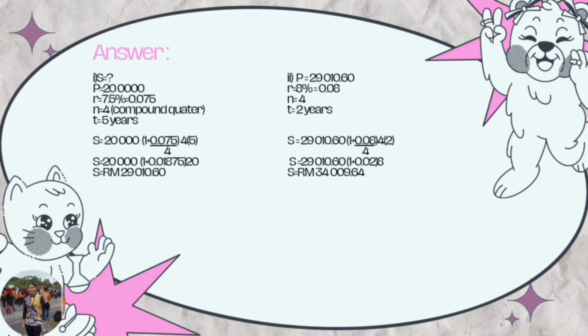S equals 20,000 (1 plus 0.01875) to the power of 20, which becomes 20,000 (1.01875) to the power of 20, and the last answer is S equals RM29,010.60.